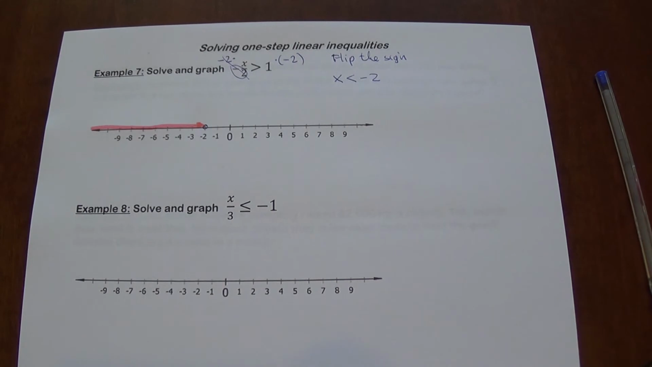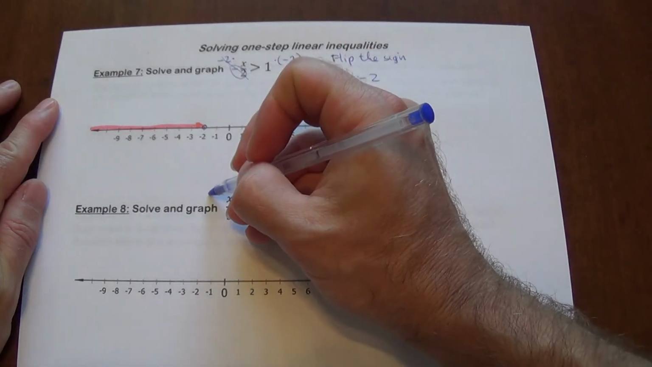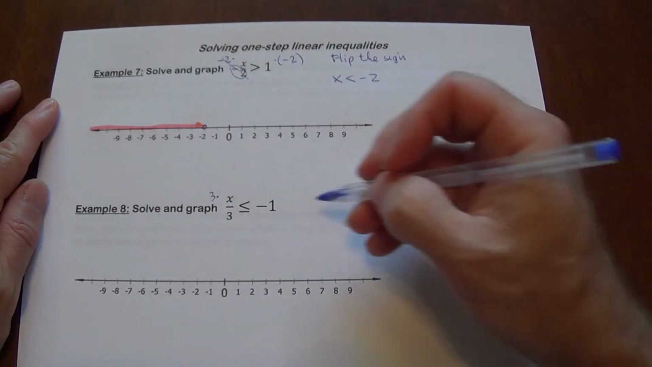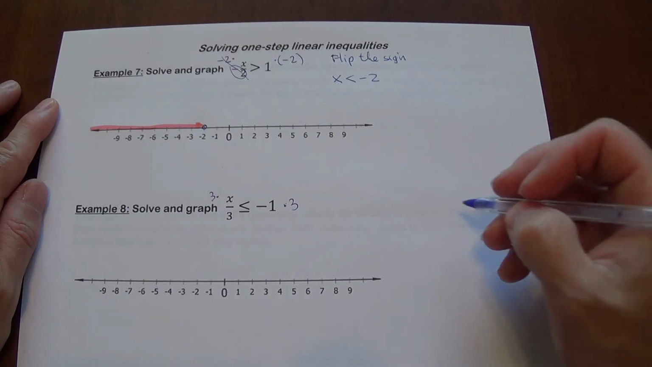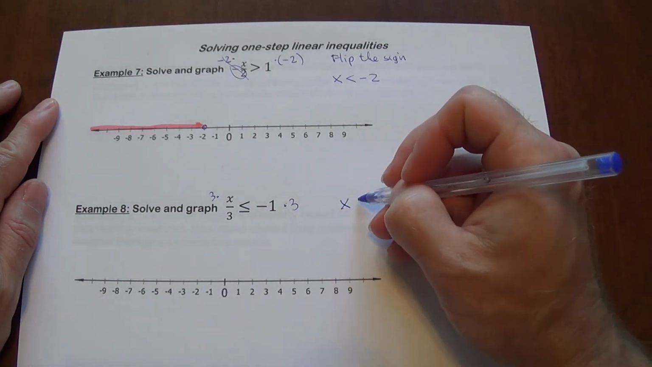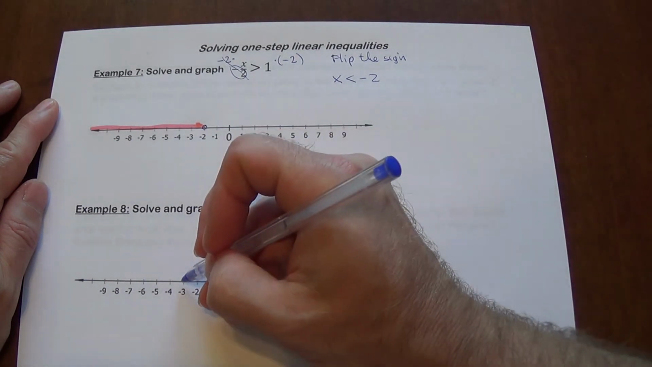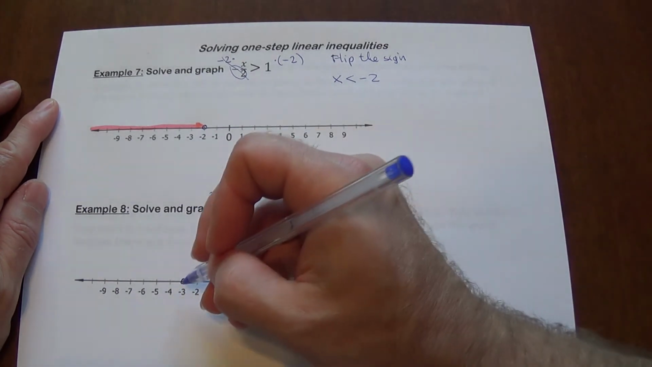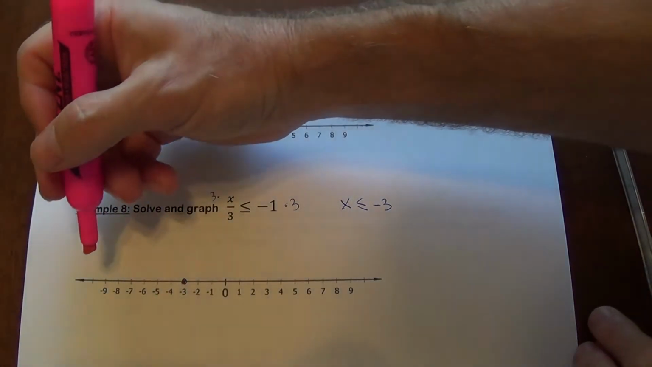X over 3 is less than negative 1. Positive here. We're multiplying by positive 3 to eliminate the 3. So with a positive number, there is no sign flip. So we're going to get x is still less than or equal to negative 3. It's negative 3. Closed. And shade on the left.